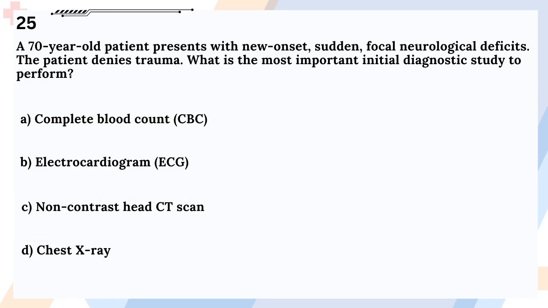Question 25. A 70-year-old patient presents with new-onset, sudden, focal neurological deficits. The patient denies trauma. What is the most important initial diagnostic study to perform? A. Complete blood count, CBC. B. Electrocardiogram, ECG. C. Non-contrast head CT scan. D. Chest X-ray.